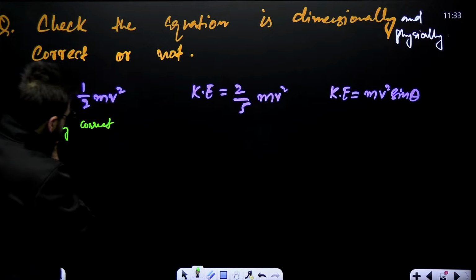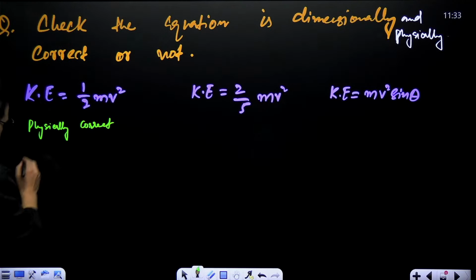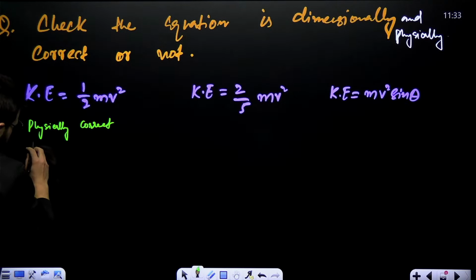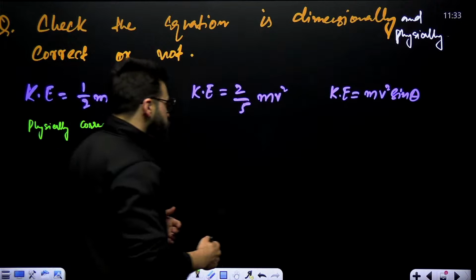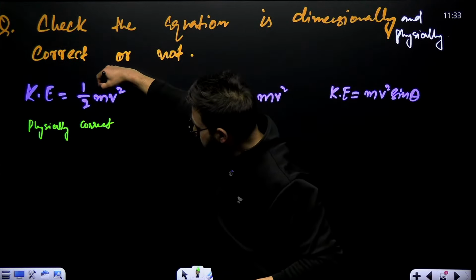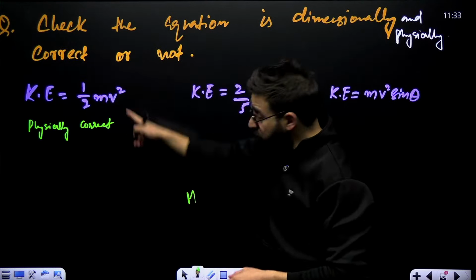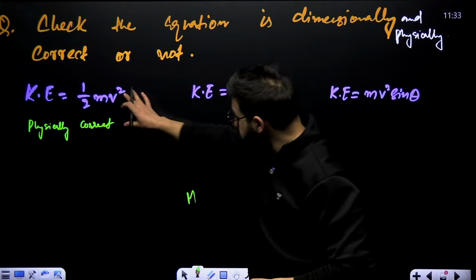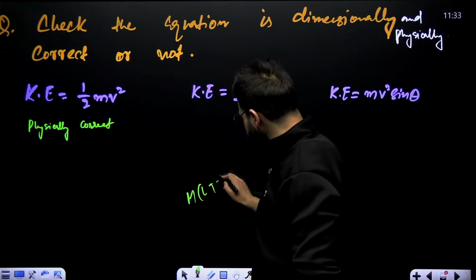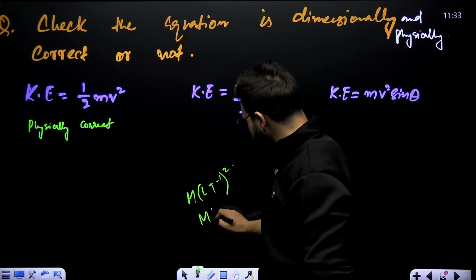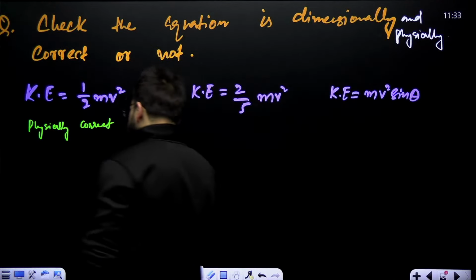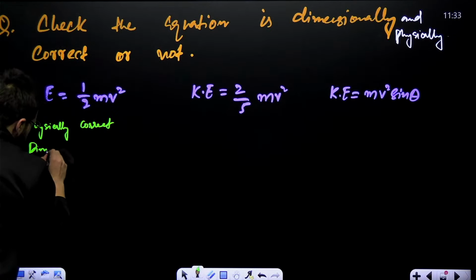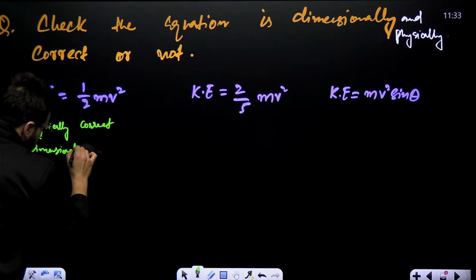Now, guys, tell me one thing. When it comes to dimensionally, what is the dimensional formula of kinetic energy? For m, it is M. Okay. For velocity, can I say it is LT minus 1 and it is squared. So it is ML2 T minus 2. Yes. So it is dimensionally correct.